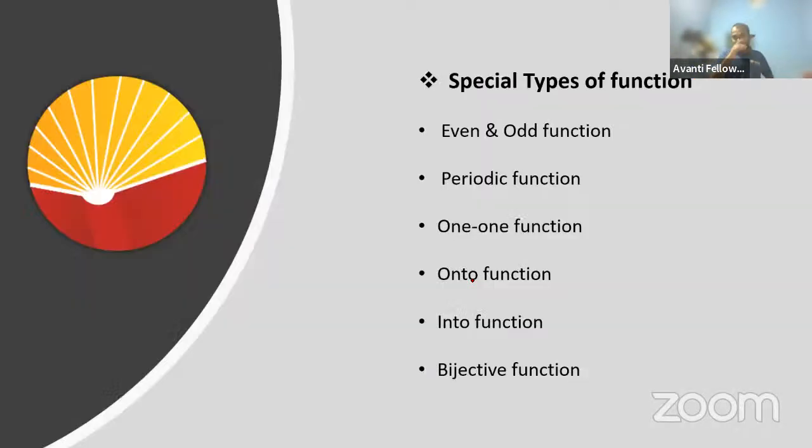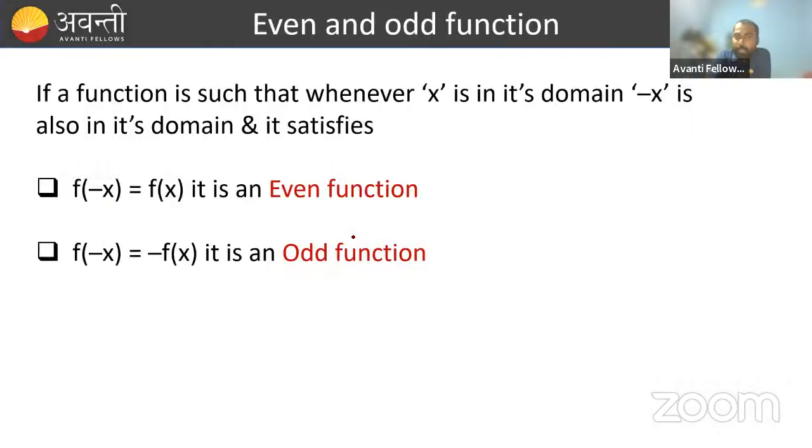Now we'll see some special types of function. One is even and odd function, periodic function. Then we'll go through one-one, onto function, into function, bijective functions. So let's start from even and odd function. So what is an even and odd function? The simple rule is, if f is a function, when can we say it is even, when can we say it is odd?